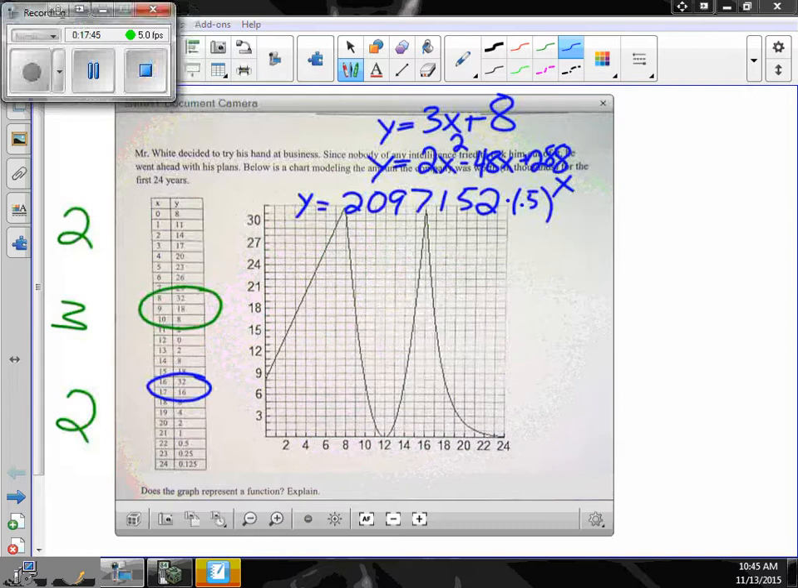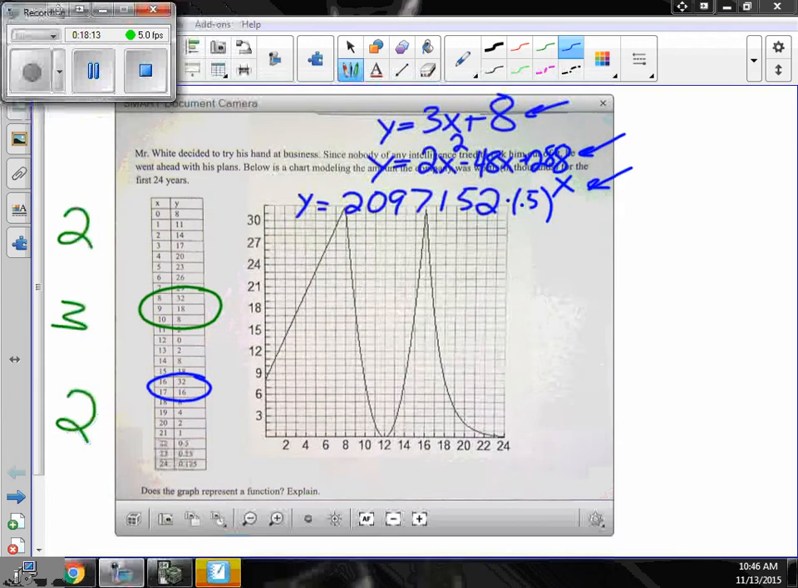Now here's where it gets a little bit tricky. We need to combine all 3 of these into one function. So this is the last question. If you look down at the bottom, it says write a piecewise function representing the value of the company. So the company sometimes looks like this, and sometimes it looks like that, and sometimes it looks like that, but it never looks like all 3 of them at the same time.